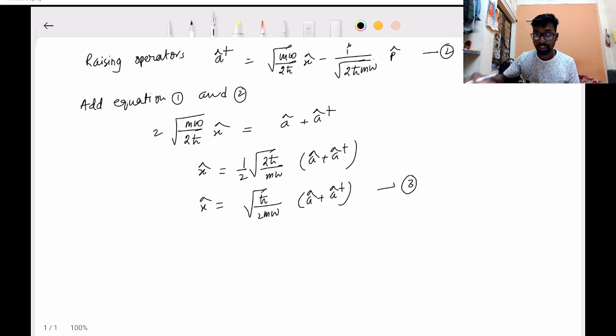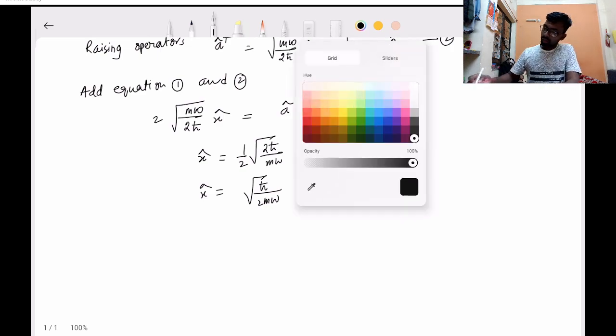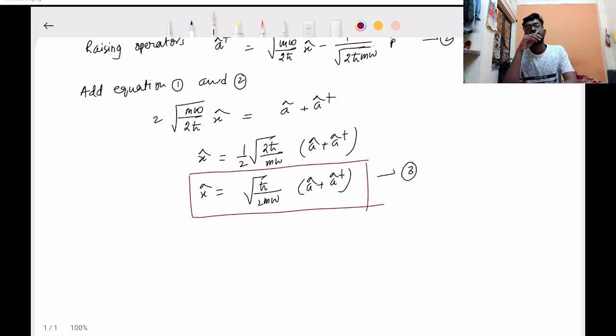It is a very important expression. We get the position operator in terms of lowering and raising operators. This is equation number 3.